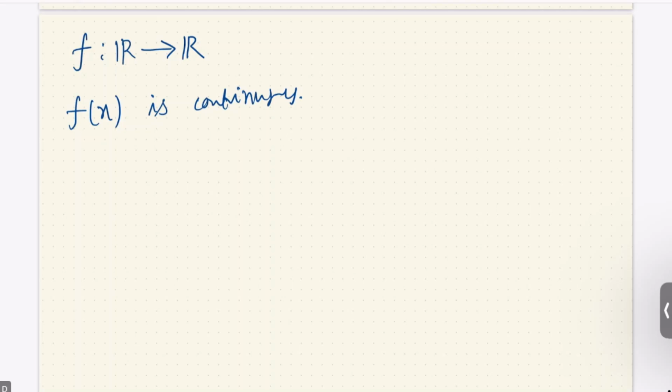I will start with the Taylor series. Let's start with the simplest case, talking only about functions from R to R, approximating functions from R to R. F of x, let's say. I am not mentioning any particular function like x square or e to the x or log x, whatever. F of x, let's say, is continuous.